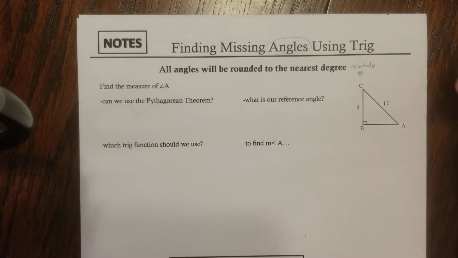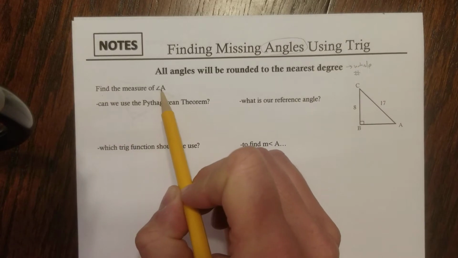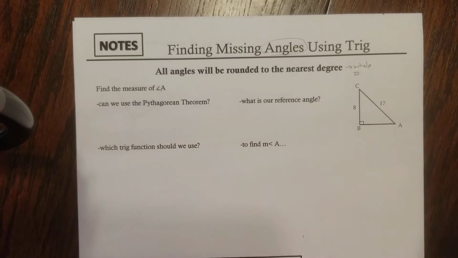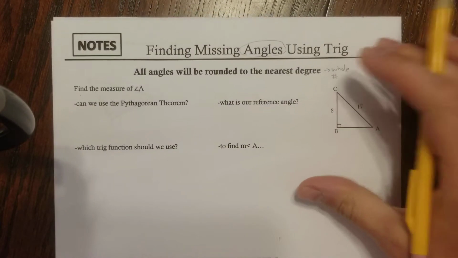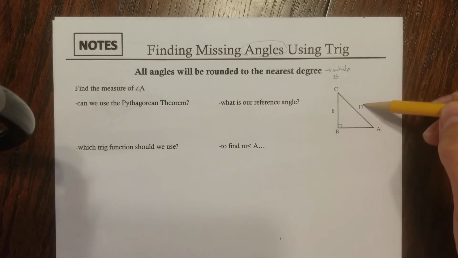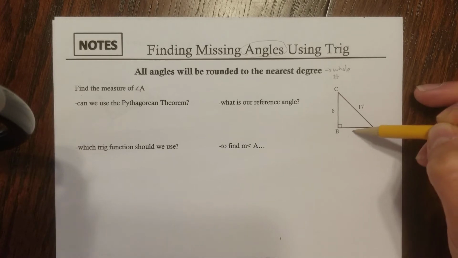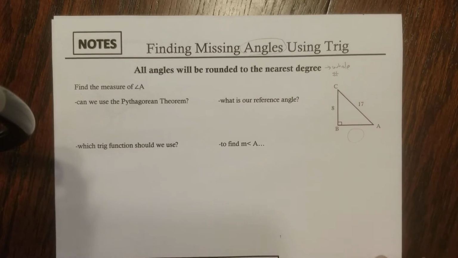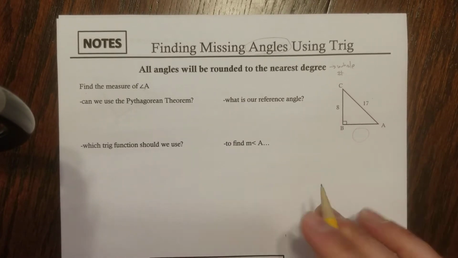So a couple days ago, we actually worked on writing trig functions if we don't know an angle. Today we're going to be using that again, as well as actually solving that. So if our goal here is to find the measure of angle A, the first thing we're going to do is ask ourselves, can we use the Pythagorean theorem? Well, in this problem, we absolutely can use the Pythagorean theorem because we know two sides of our right triangle, but Pythagorean theorem only finds another side, it doesn't find an angle. So although we can use the Pythagorean theorem here, it's not going to help us find angle A.